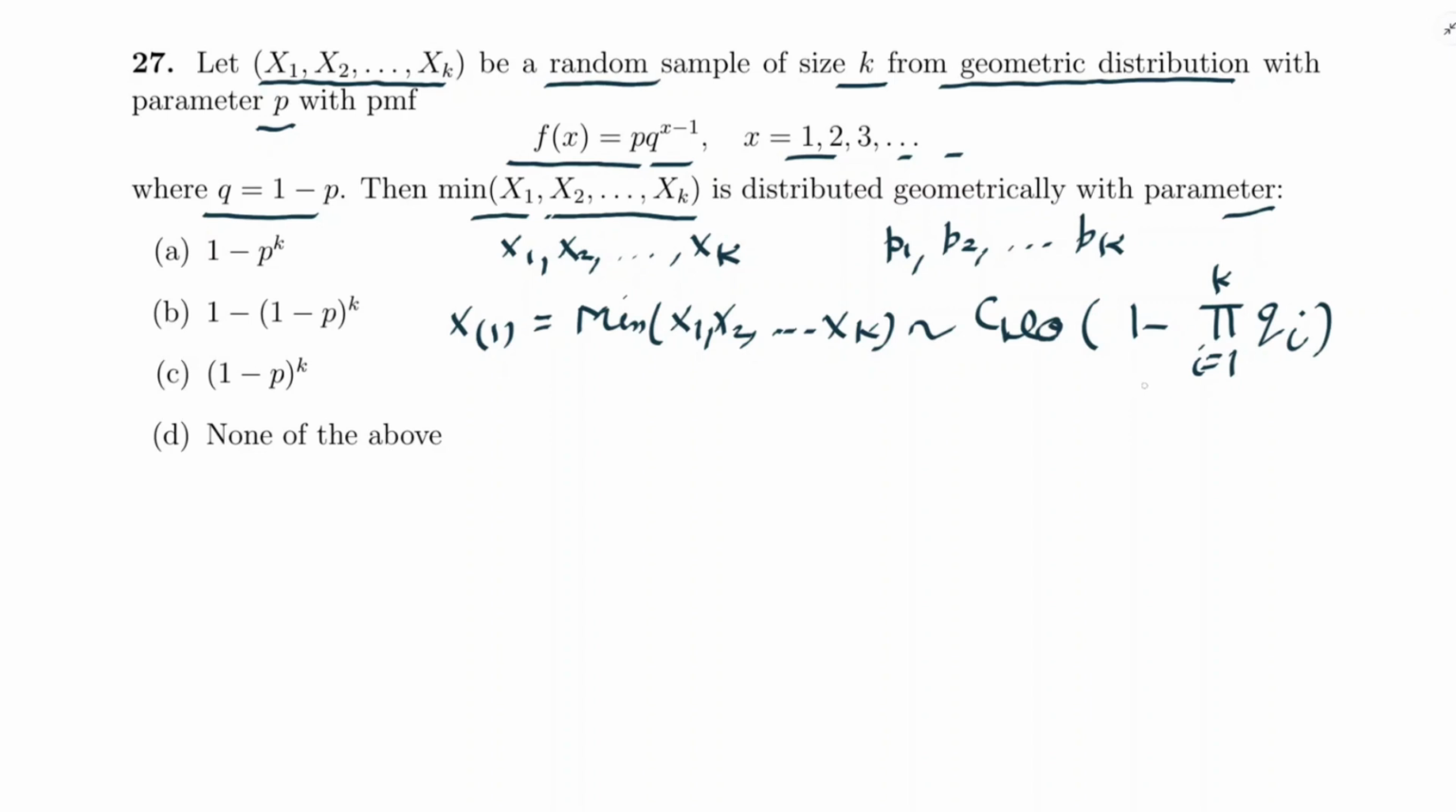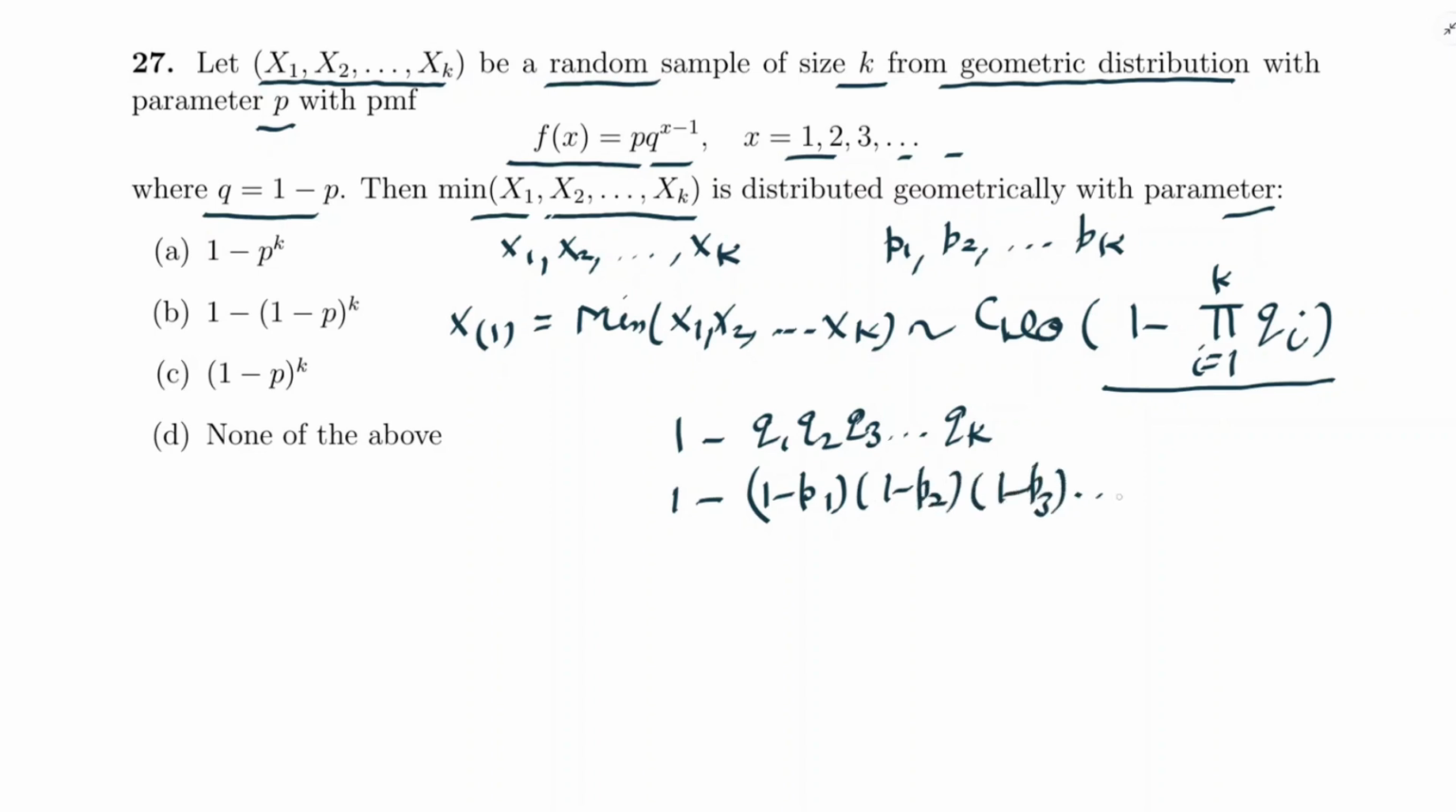So what is the parameter 1 minus product of qi? This is nothing but 1 minus q1 into q2 into q3 up to qk. And what is q1? q1 is nothing but 1 minus p1, into 1 minus p2, into 1 minus p3, up to 1 minus pk. Now we know that all random variables x1, x2, up to xk are distributed geometric with parameter p. So the values p1, p2, p3, pk will be equal to p.